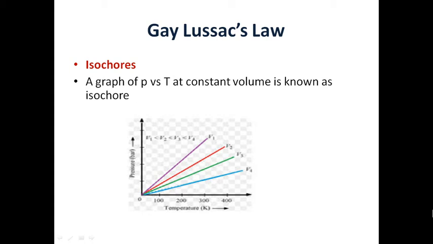and we have temperature on the x-axis, and at constant volume they have straight lines that represent the directly proportional relation of pressure and temperature.